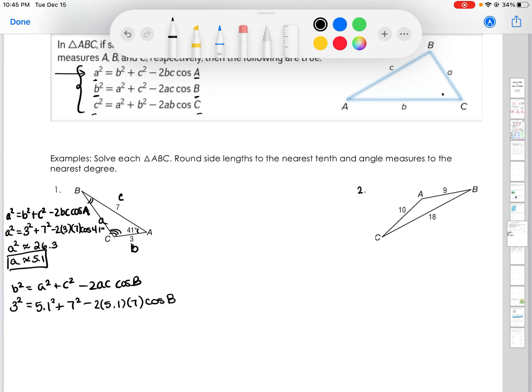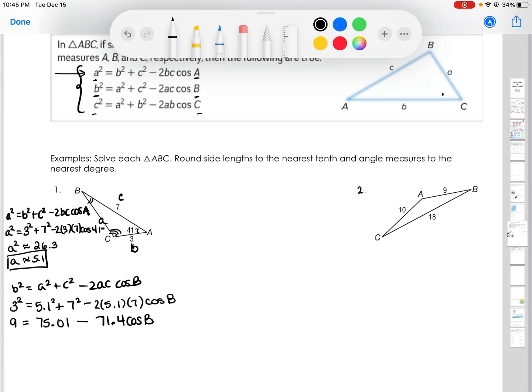Now, the most common mistake is to plug in everything on the right-hand side other than the cosine into a calculator and then just put it in front of cosine. That is not correct because that's going to violate our order of operations here. So we do want to make sure we're actually working this out, whereas last time I had no variables on the right. So I want to do that 5.1 squared plus 7 squared, and I'm going to get 75.01. Then I have minus, and I'm going to multiply 2 times 5.1 times 7 and put that in front of our cosine. That's 71.4 cosine of B.